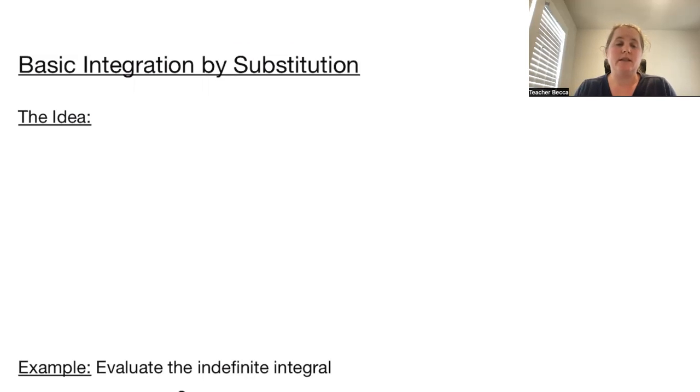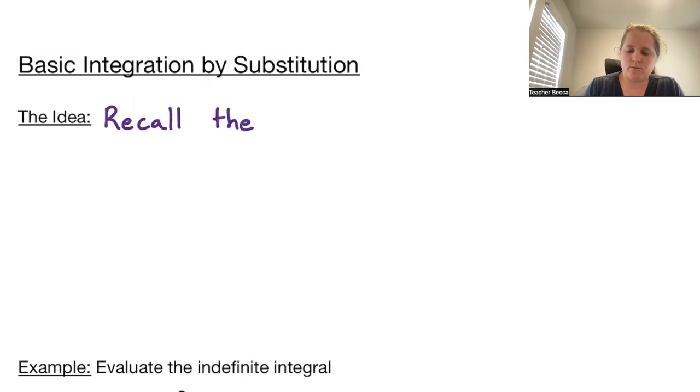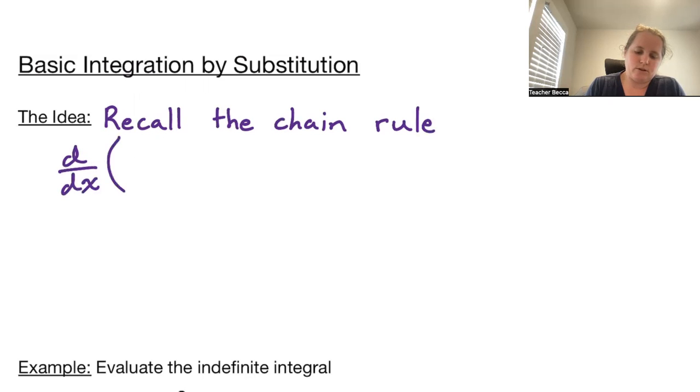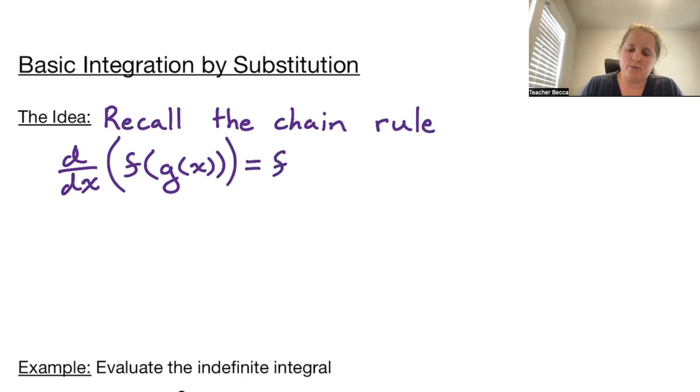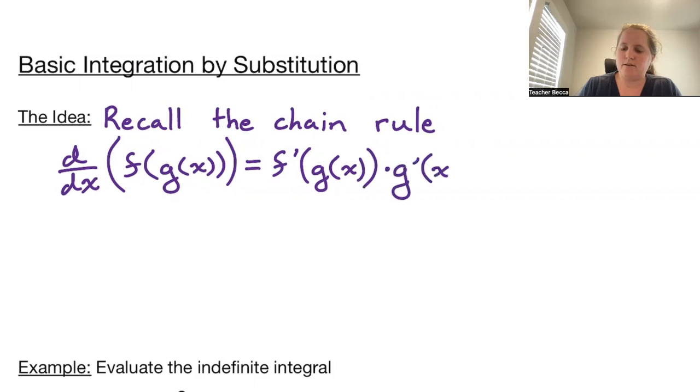Welcome to basic integration by substitution. So the general idea here is, recall from the chain rule, which says that the derivative of a composition of functions, f of g of x, is f prime evaluated at g of x times g prime of x.